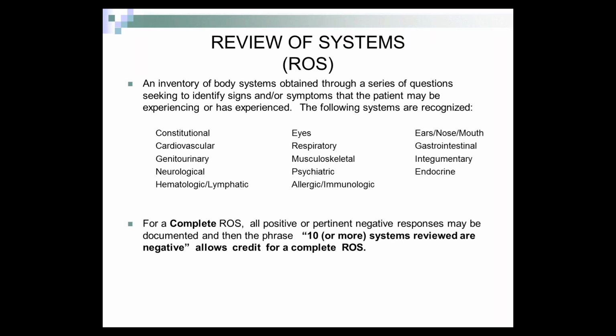For a complete review of systems, all positive or pertinent negative responses may be documented, and then the phrase 10, or they may say more than 10, systems were reviewed and are negative. It allows credit for a complete review of systems.